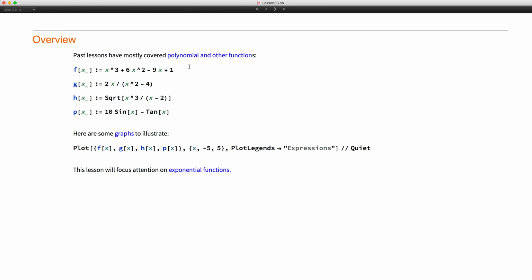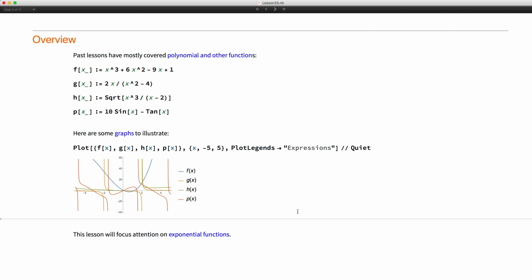So in the past we've talked about polynomials and other kinds of functions. For example, over here, the function f is a polynomial function. The function g is a rational function. The function h is an algebraic function. And the function p is a trigonometric function. So here are the plots of these functions.